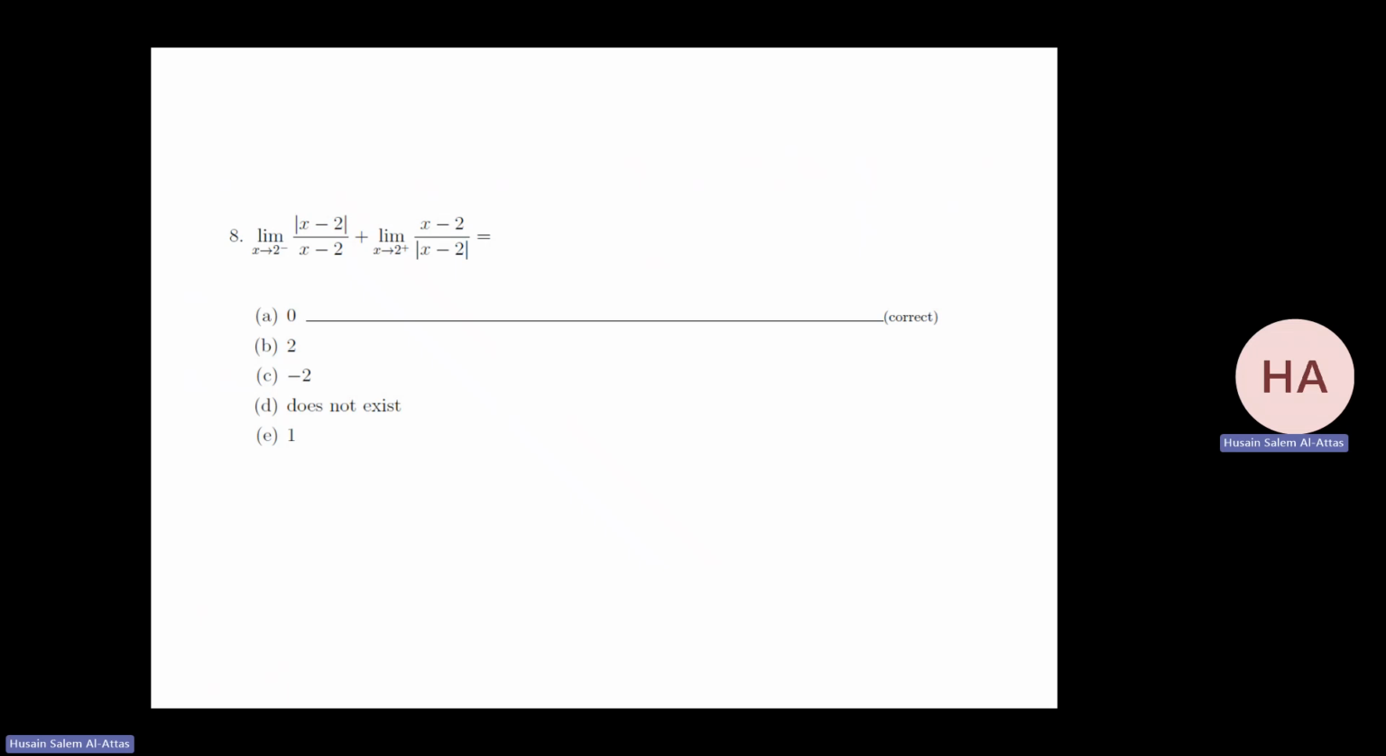This one. My first step, get rid of the absolute value. So now, these things, 2 from left. So we have 1.99 minus 2, that will be negative. These things, 2 from right, that will be positive. So for the first limit, it will be minus x minus 2 over x minus 2. The second one will be the same. Since it's positive, it will go out as is.